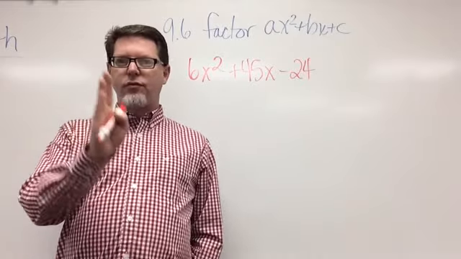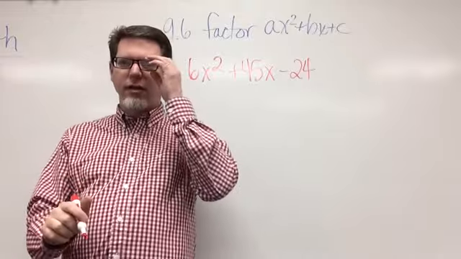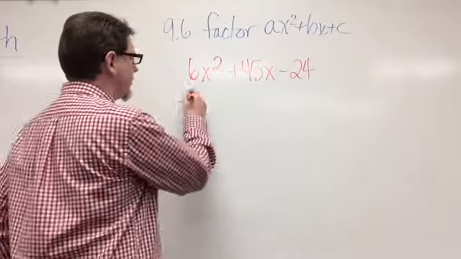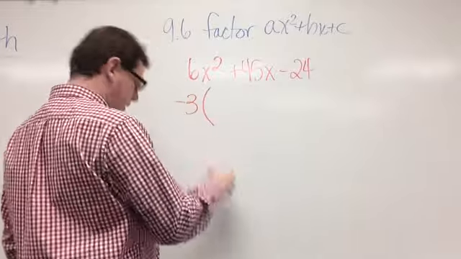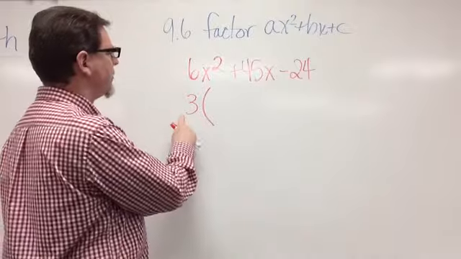The last example is 6x squared plus 45x minus 24. Well, 6, 45, and 24 has a greatest common factor, and that greatest common factor is 3. So I'm going to factor out the 3. I don't want to factor out negative 3. I don't know why I put that. Should not have put the negative. I'm just factoring out 3.